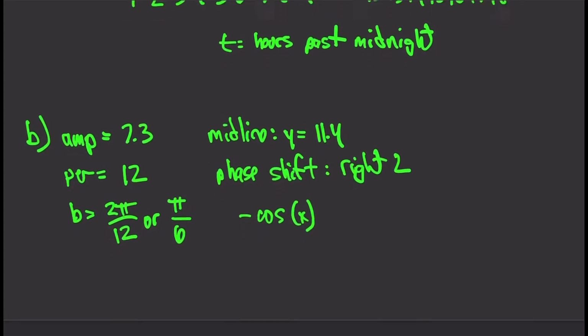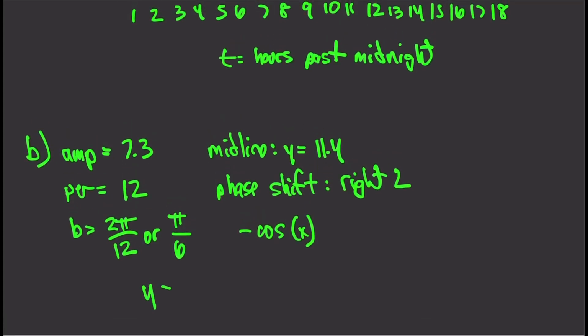All right, so here's what my equation is going to look like. Y equals negative amplitude 7.3 cosine. My b value is pi over 6. And then in parentheses, you have to include your phase shift, so that's going to be x minus 2. And then your midline is 11.4, so it's going to be plus 11.4.